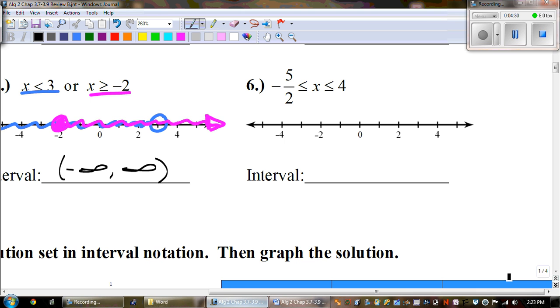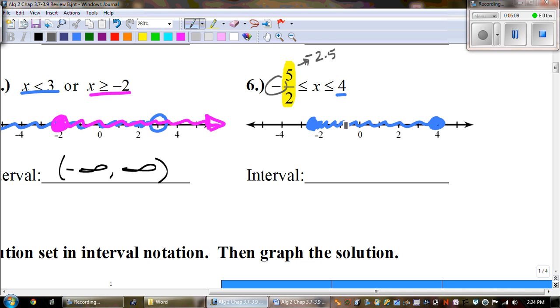All right, number 6. Now, the first thing I notice about number 6 is we have a fraction. And I need to know, what does that fraction equal? So when you do 5 divided by 2, you get 2.5, and just remember that it's a -2.5. All right, so at -2.5, just do your best spot, it's closed. And then at 4, I'm also closed, and this is where we shade in the middle.